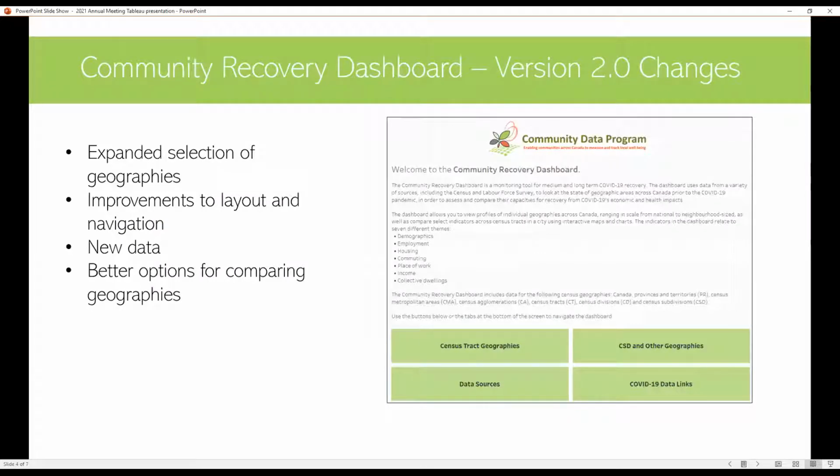So just to give you a little overview of the changes before I demo them, we've expanded the selection of geographies from just census tracts to 6 different levels of geography now. I've made a lot of general layout improvements throughout to improve the consistency of the design and the readability and navigation in the dashboard. There is new demographic data that's now included throughout. And we made changes to improve the functionality for comparing geographies in the dashboard, especially at the census tract level.